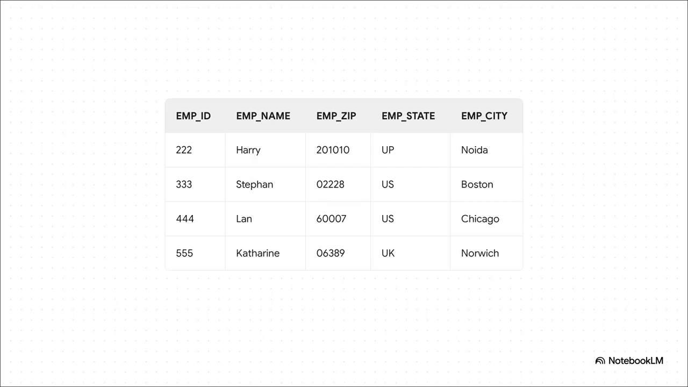So in this table, our main key is the EMP_ID, and the EMP_ID correctly tells us the employee's name and their zip code. But now look at the state and the city. Do those depend on the employee? Not really. They depend on the zip code. If we had 10 employees living in Noida, we'd be repeating UP in Noida 10 times. That's the exact chain reaction we need to stop.